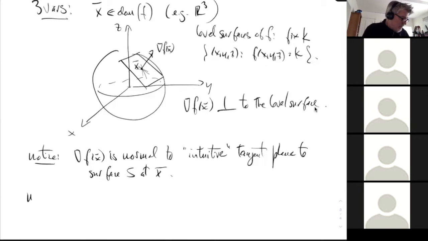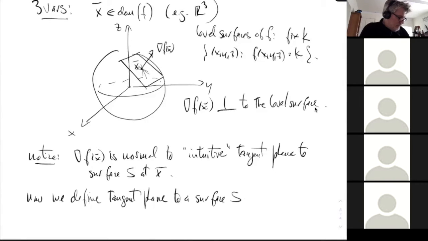Okay, so now we define the tangent plane, and in fact, we're not going to go there, but you can define the notion of tangent space to any surface exactly in this way. It's the same definition. Okay, so that's what I want to do.